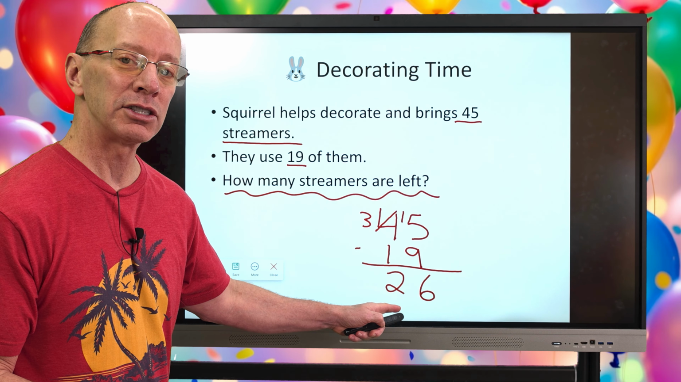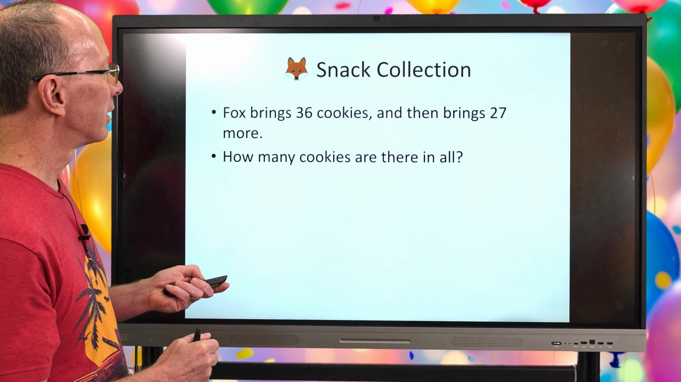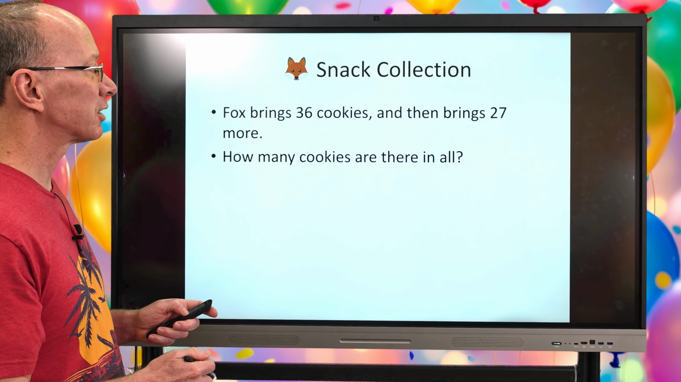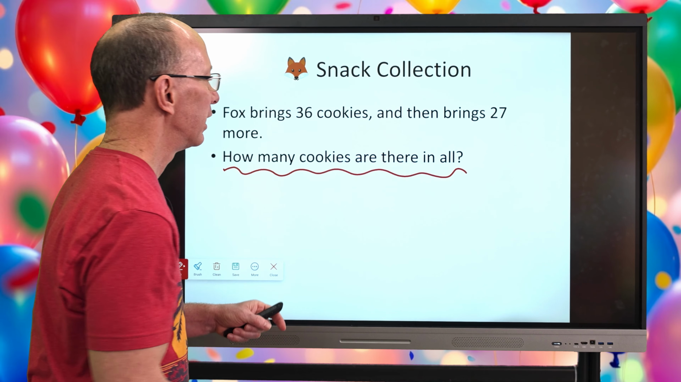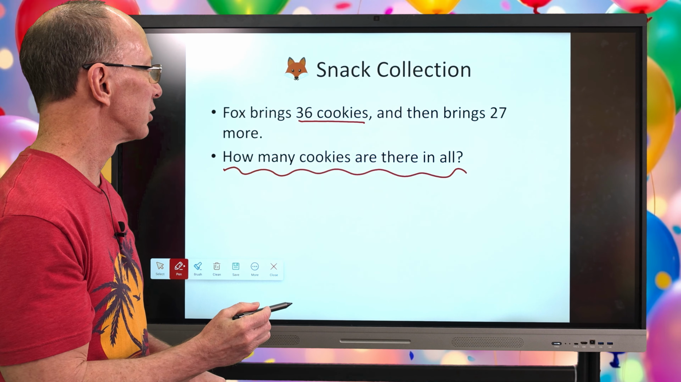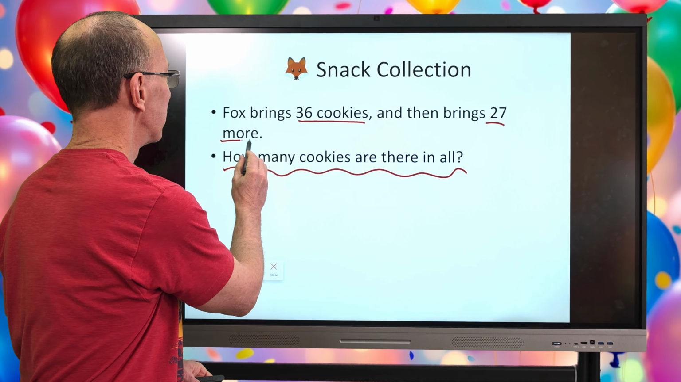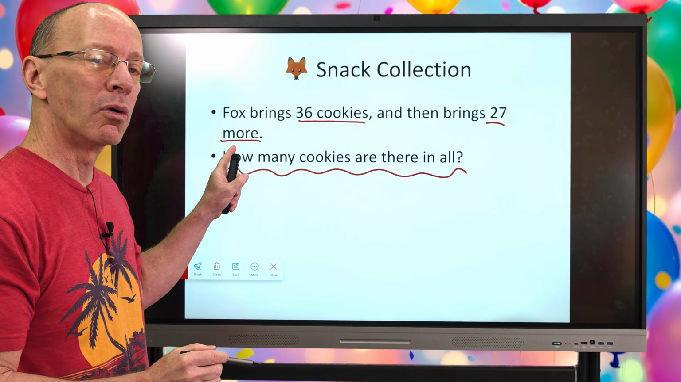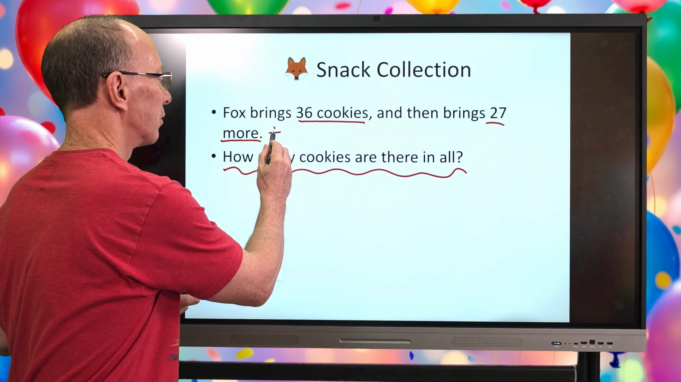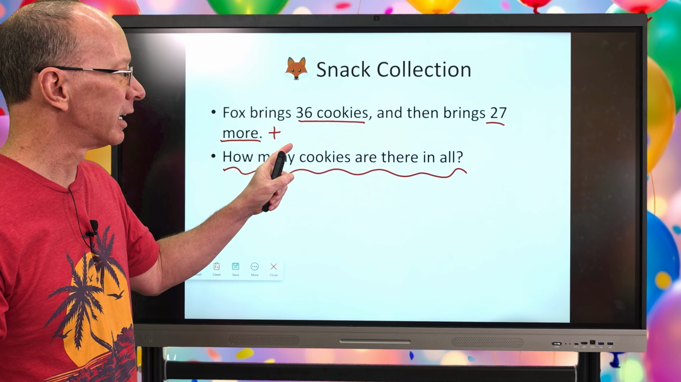All right, let's go ahead and do another problem here. Snack collection. Fox brings 36 cookies and then brings 27 more. All right, again, here's our question. How many cookies are there in all? I'm just going to underline this part here and then mark up the page. We have 36 cookies and he brings 27 more. Again, sometimes when you see the word more, not always, but most of the time, that's going to mean addition. Okay? So we have 36 cookies, and then he's bringing more.